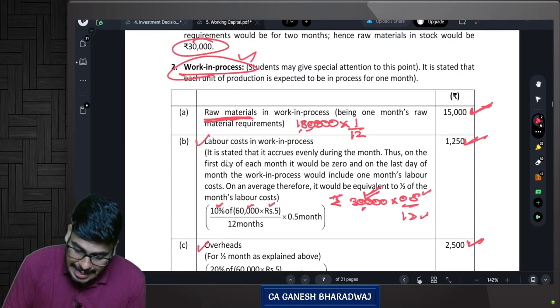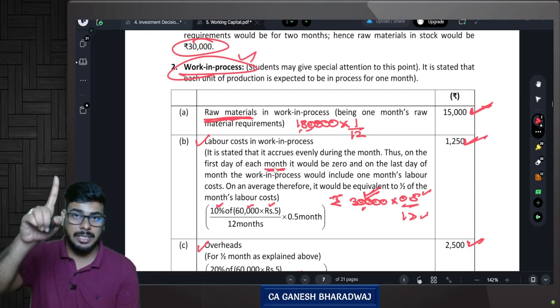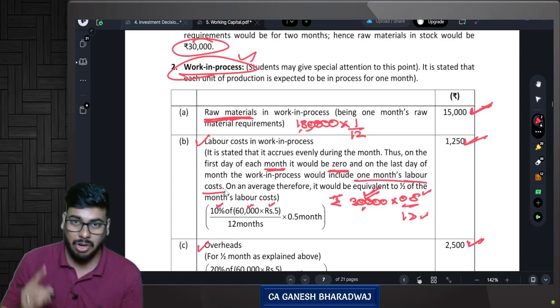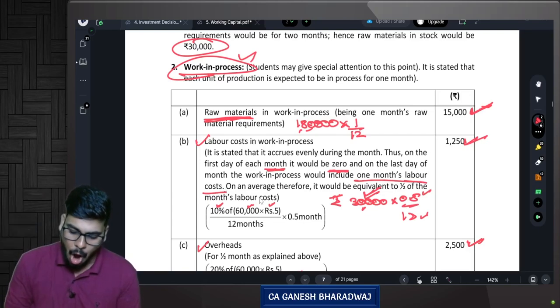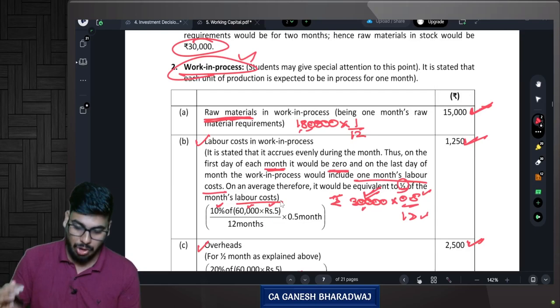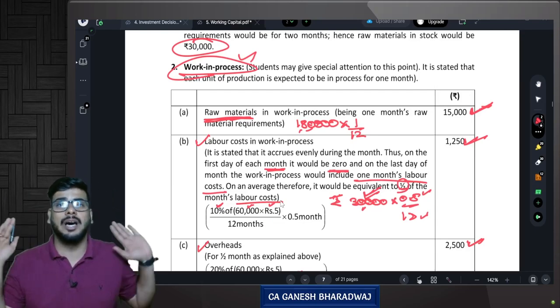Look at this. It is stated that it accrues evenly during the month. Thus, on the first day of each month, why month? Month is because the processing takes 1 month, WIP. It would be zero, and on the last day of the month, it would include 1 month's labor cost. 100% of the cost will be incurred. On an average, therefore, it would be equivalent to half the month's labor cost. So the funding that I need to bring is pertaining to half a month. Are you clear with this?